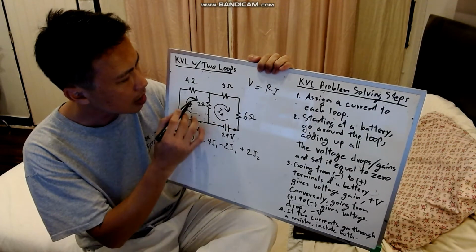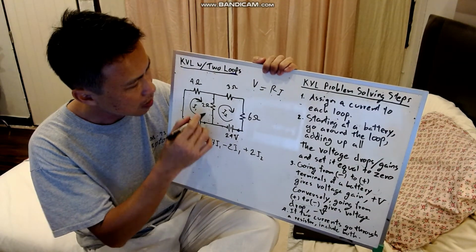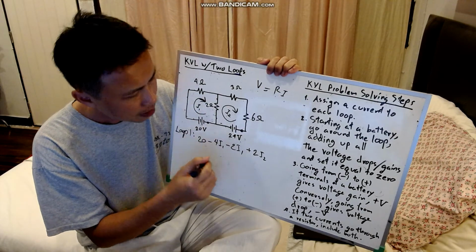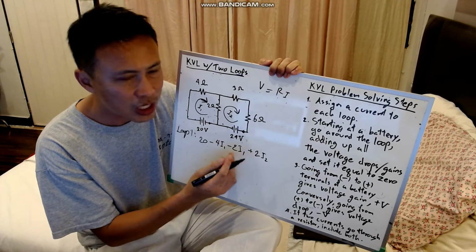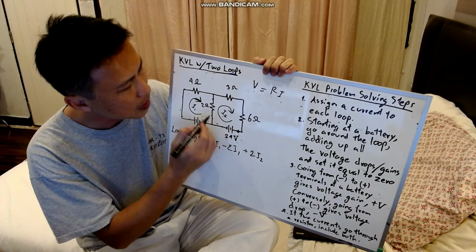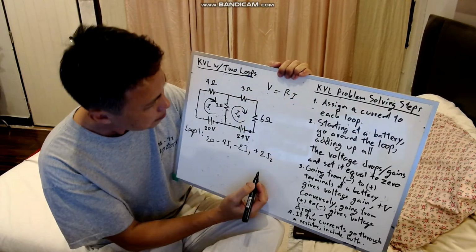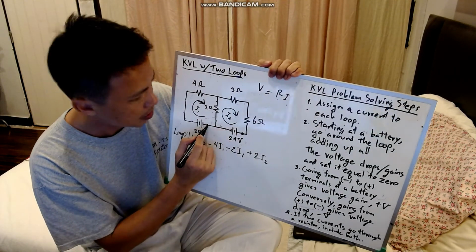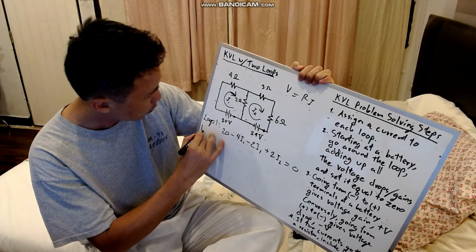Now if these two currents go in the same direction, say both go down, then this one will be negative also, so both currents give voltage drops. This one is the opposite direction, that's why one is negative, one is positive. Then we come back to the beginning point, equals 0. So done with loop 1.